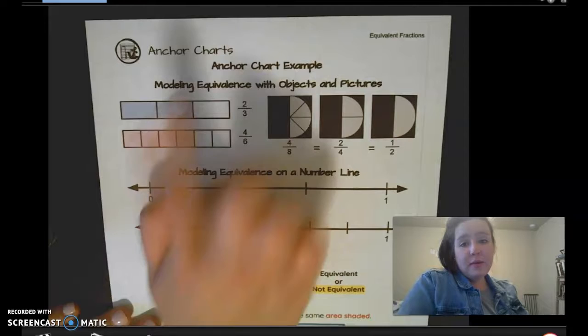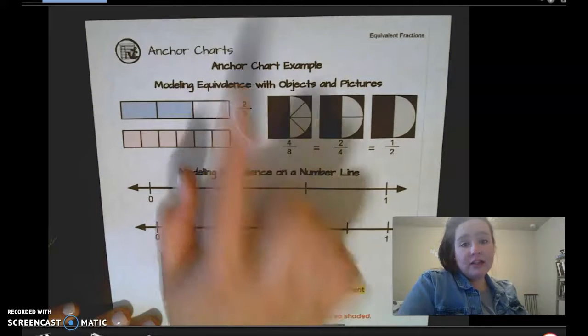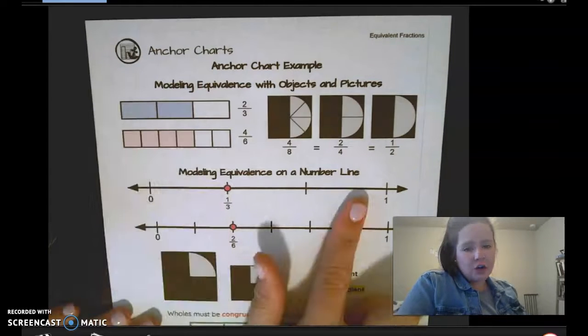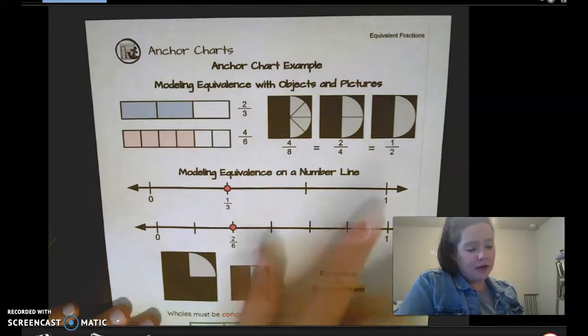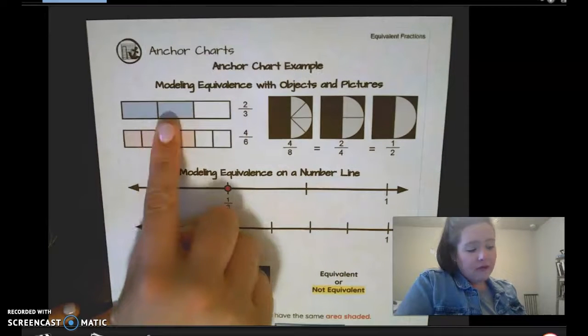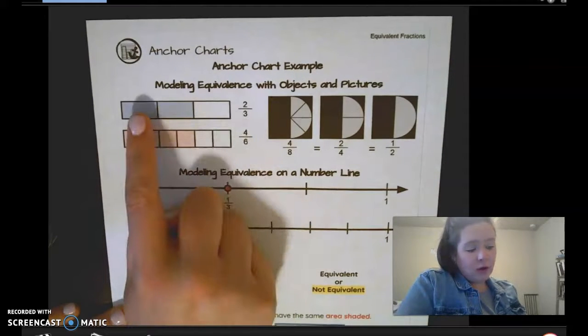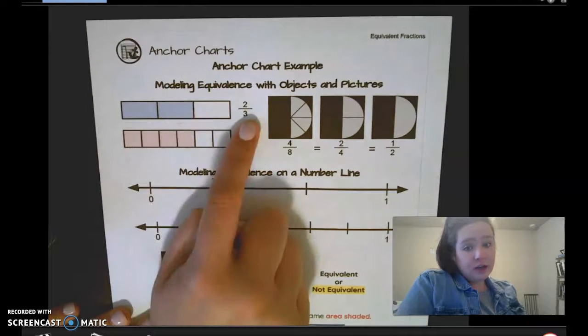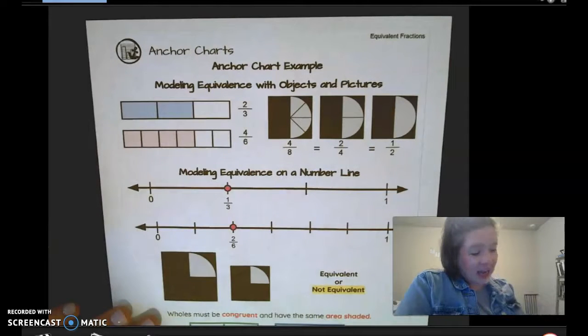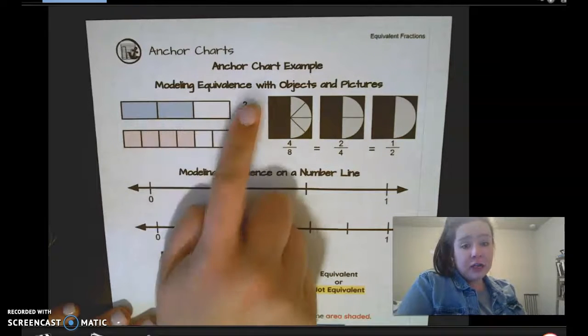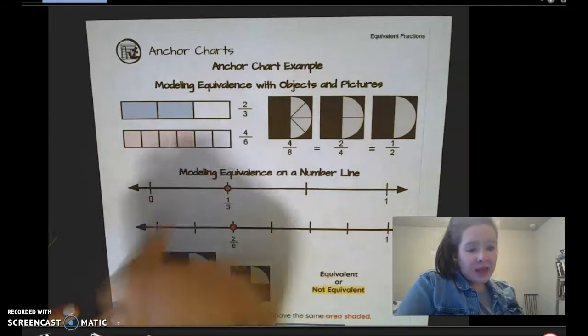All right, so we're going to be modeling equivalent fractions with objects and pictures and also talking about them on a number line. So here we have the fraction 2/3. I have 1, 2, 3. That is your denominator. I have 3 parts, and I have 2 of them shaded. So my fraction is 2/3.